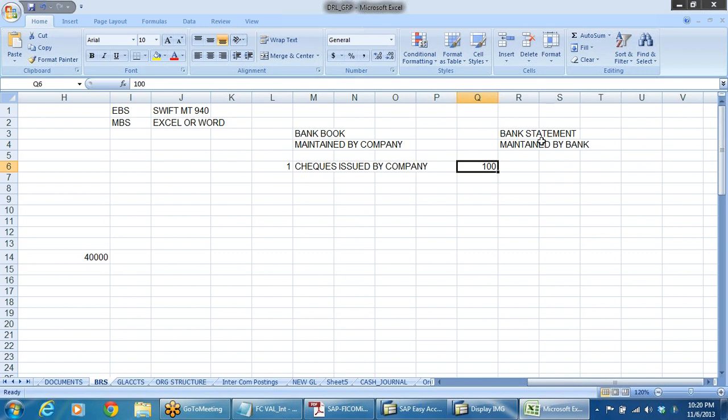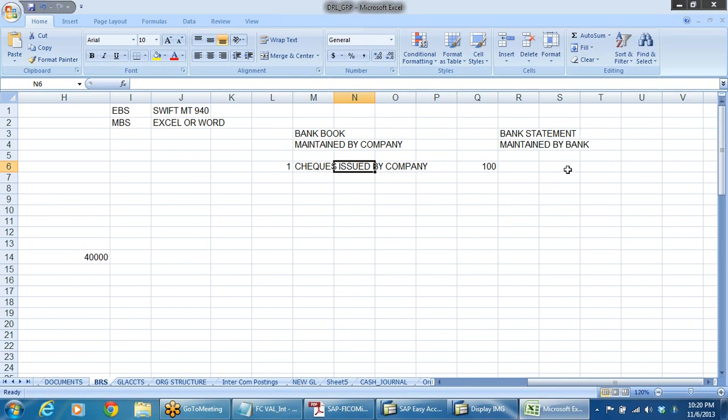But similarly, in the bank statement, it will not be reflected. Say I am issuing this check on 20th of October. On 31st of October, the check whatever I issue to my vendor, he has to deposit into the bank, and that has to come to my bank account.